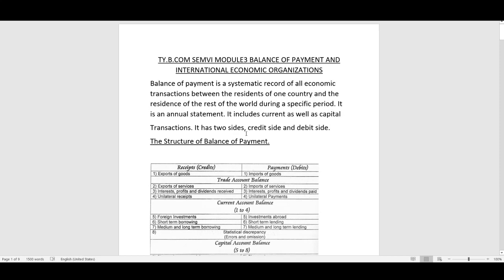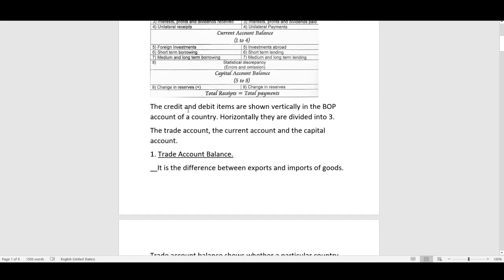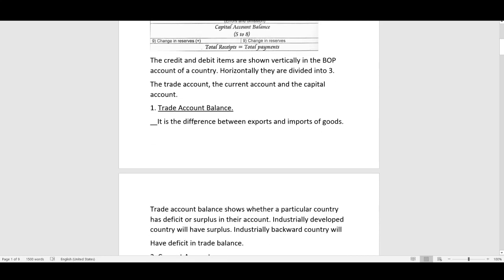It has two sides, credit side and debit side. The structure of balance of payment: the credit and debit items are shown vertically in the balance of payment account of a country. Horizontally, they are divided into three: the trade account, the current account, and the capital account.